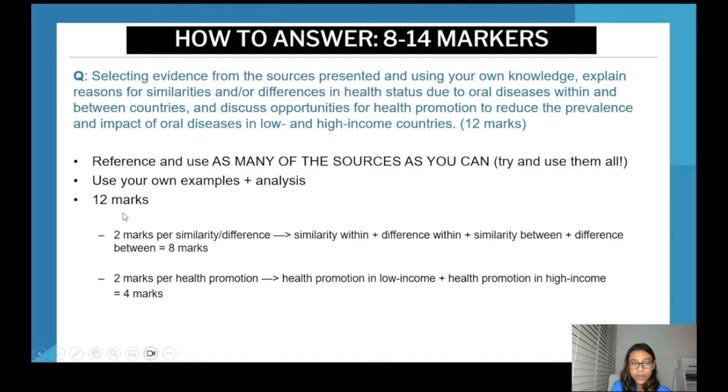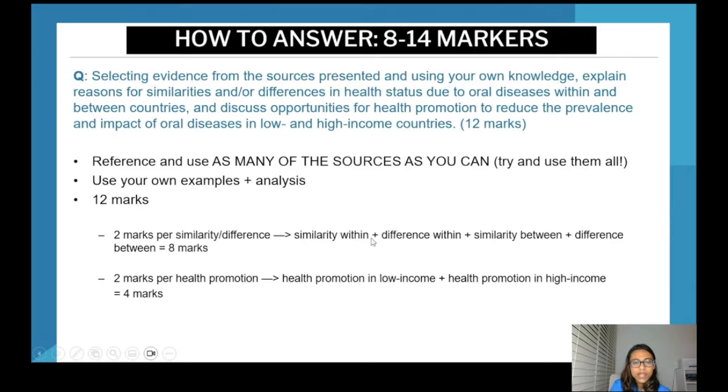If you've got a 12 marker, that dreaded essay question, you're staring at it, you have the urge to cry in the exam. Don't. Because we've broken it down right here in this lecture, so you don't need to panic. We've got 2 marks per similarity and difference from this question up here. So similarities and or differences. Pause and read the question. I won't read it out right now. We've got 2 marks per similarity, per difference.